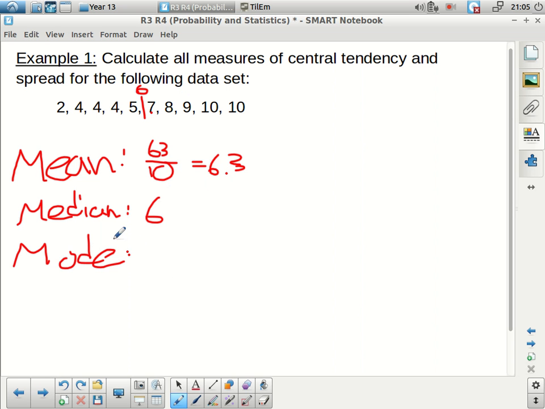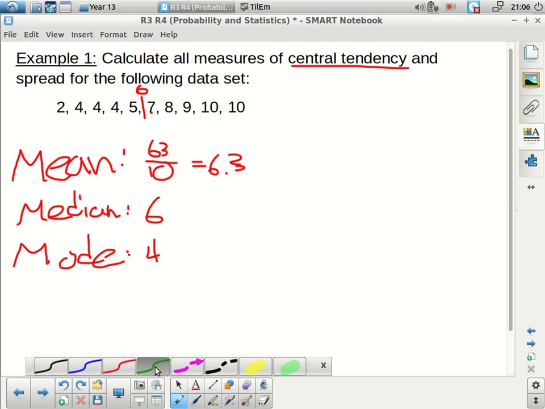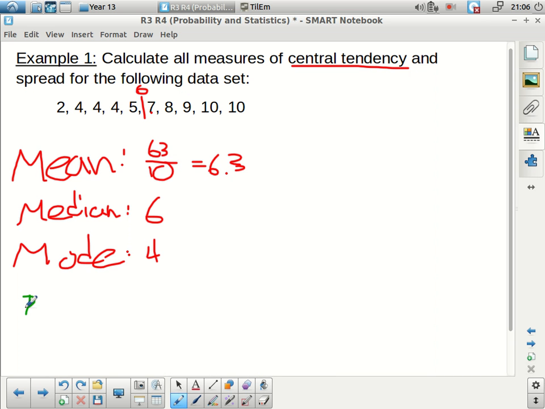Okay, the mode is what occurs most frequently, and I have 3 4s here, so that's 4. So that's the central tendency part. Okay, for measures of spread, the first one we talked about was range. Range is simply the highest number subtract the lowest number. So 10 take away 2, which is 8.